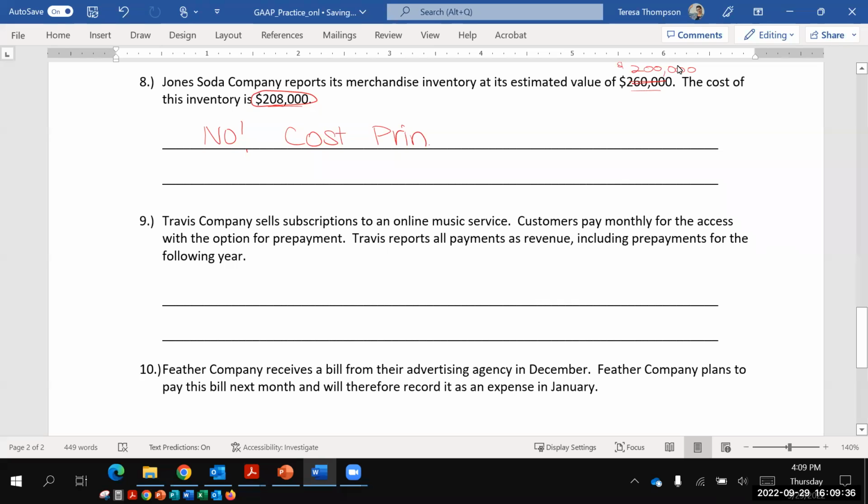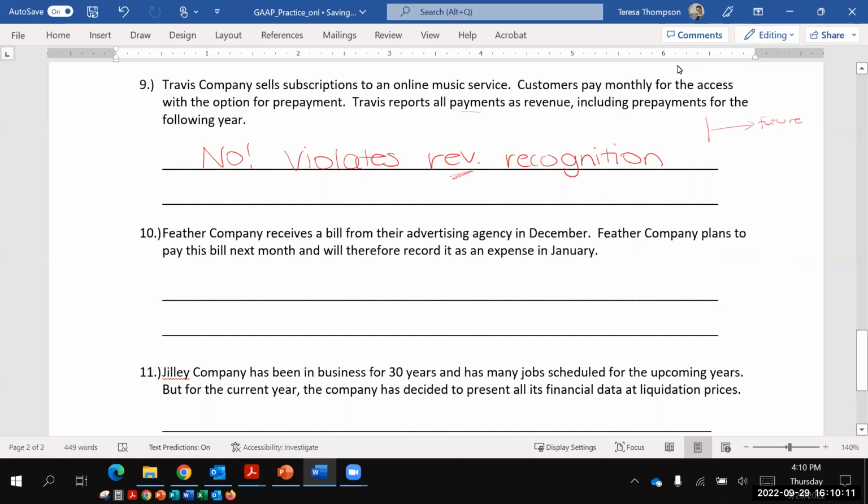Travis Company sells subscriptions to its online music service. Customers pay for access with the option for prepayment. Travis reports all payments as revenue, including prepayments. No, that violates revenue recognition, which says we have to earn it, in this case provide the service, in order to call it revenue. If they're prepaying for something, that's a service we're going to provide in the future. We haven't provided it yet. Therefore, we haven't earned it. That's what revenue recognition tells us.